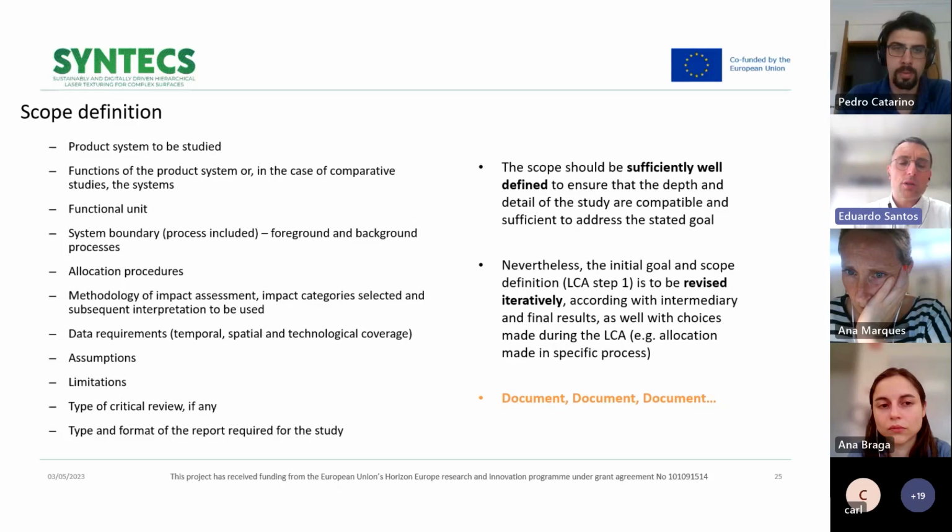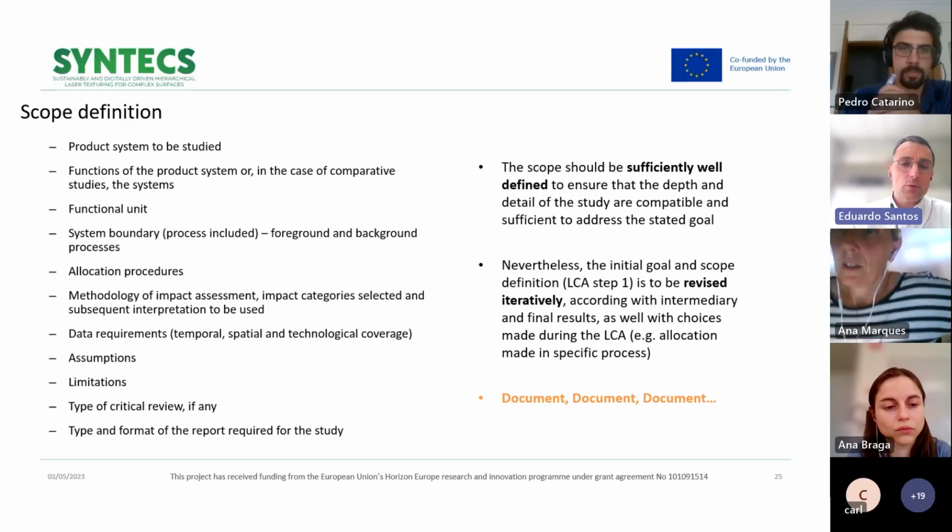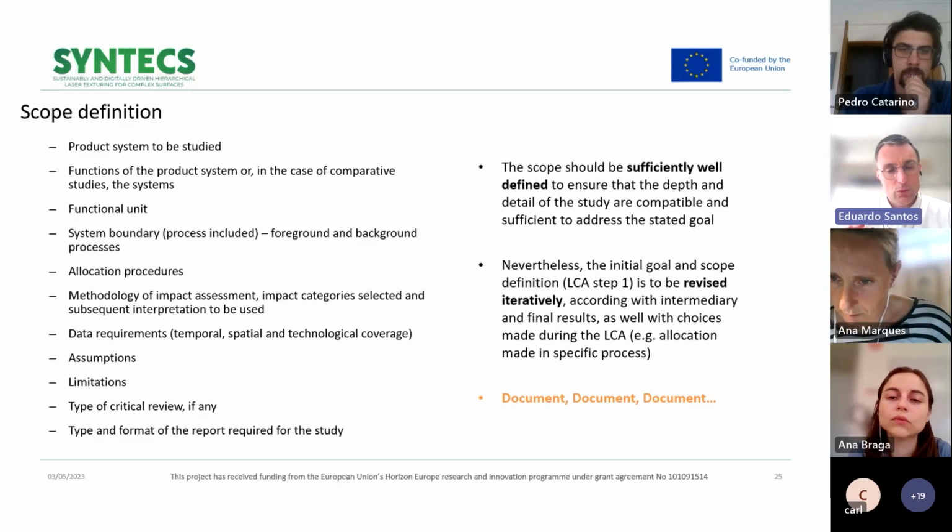Also, we have to take into consideration allocation procedures. I will talk about this a bit more further down the road. Also, the selection of the impact assessment methodology that we want to use, and the data requirements: what time period, what space, what type of technologies do we want to cover, which ones do we want to leave outside without coverage. Also, any assumptions that we have to make, any limitations that we identify. And then if we have a critical review, an external review, it's always good, and the type and format of report that we may need.